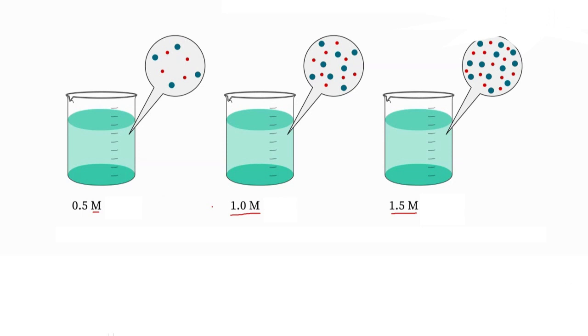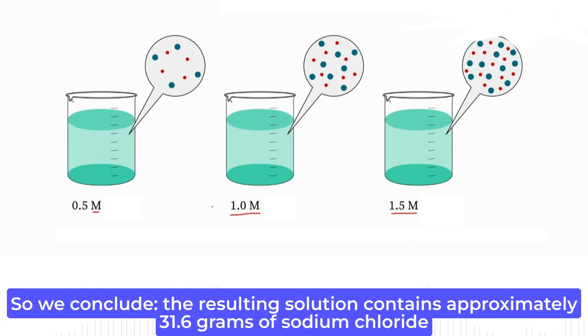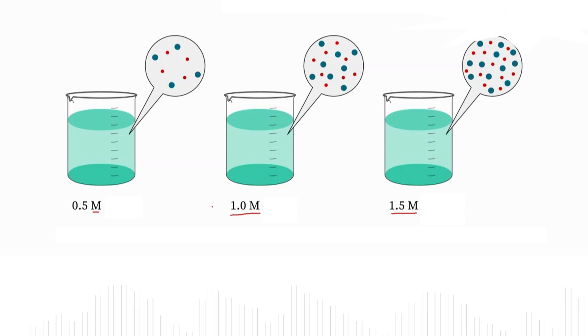Step 7. According to the terms of the problem, you dissolved salt in 100 milliliters of water, but its density is practically equal to 1. So we conclude, the resulting solution contains approximately 31.6 grams of sodium chloride. A small undissolved excess, as well as some change in volume when the salt dissolves, can be neglected, the error will be small.